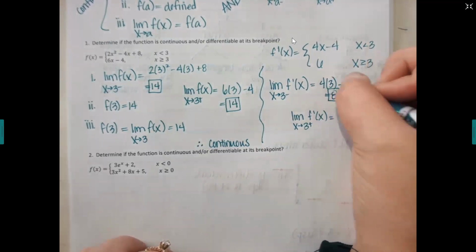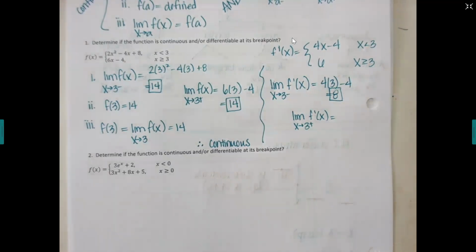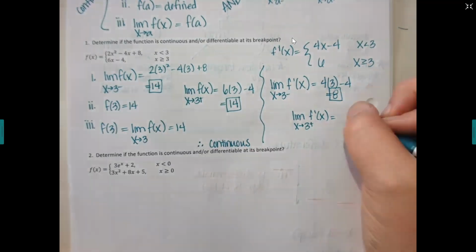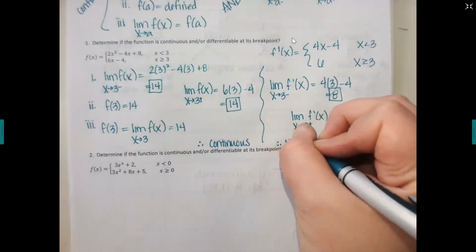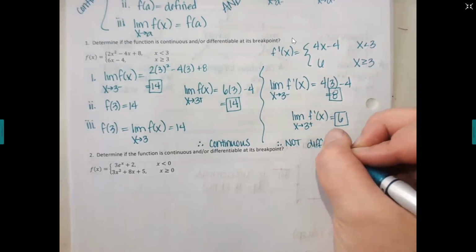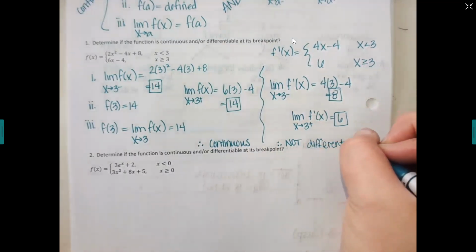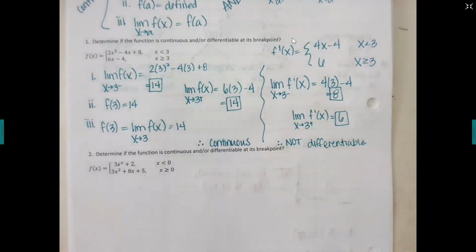Okay, my right side is just 6. And notice, I don't even have anywhere to plug in the 3, but it doesn't matter, because since it was a line, my slope is just 6. Okay, do they match or no? Then therefore, it is not differentiable. So what that tells you in your head is that the graph is connected, but it's not smooth. It either has a cusp or a corner or it goes vertical. Something weird happens in the graph for it to not be differentiable.